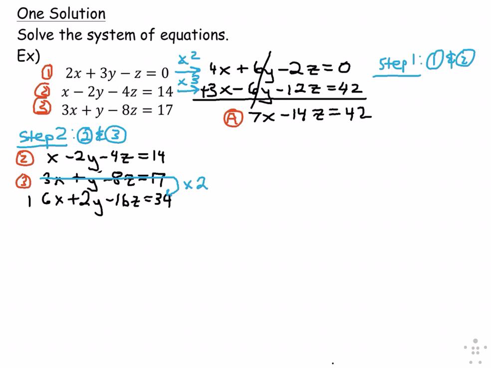And then I'll add it together, this and this together, making sure that like terms line up. If they don't, then leave a space or just be extra careful. So these subtract out to 0. Now, that equation, big picture, is the B equation. And now for step 3, I need to solve this system that I just created.